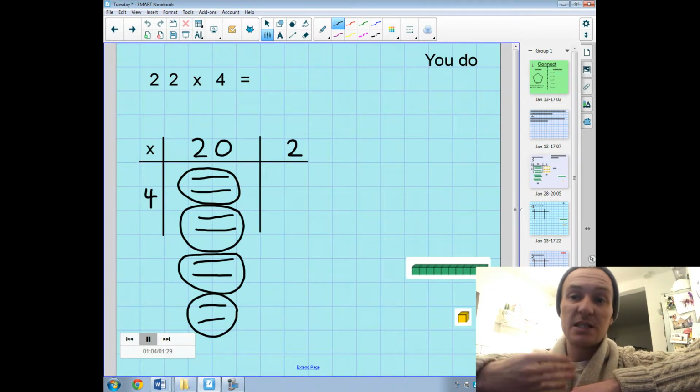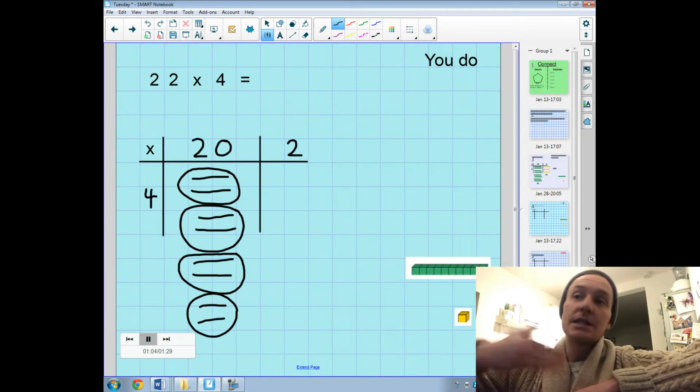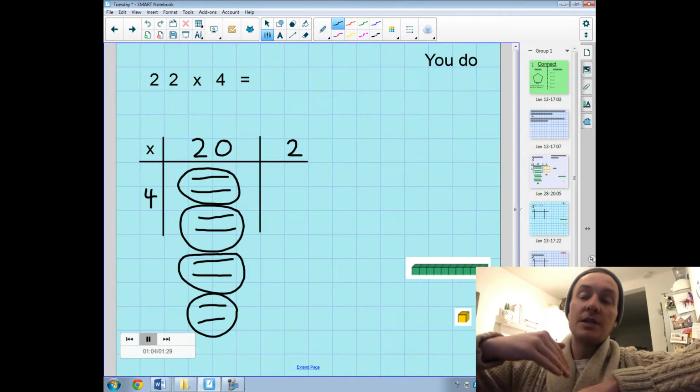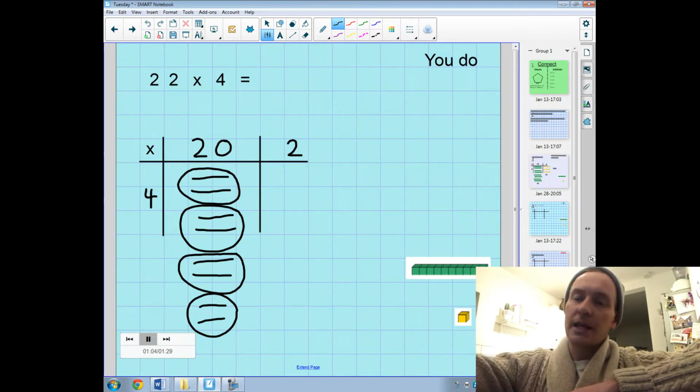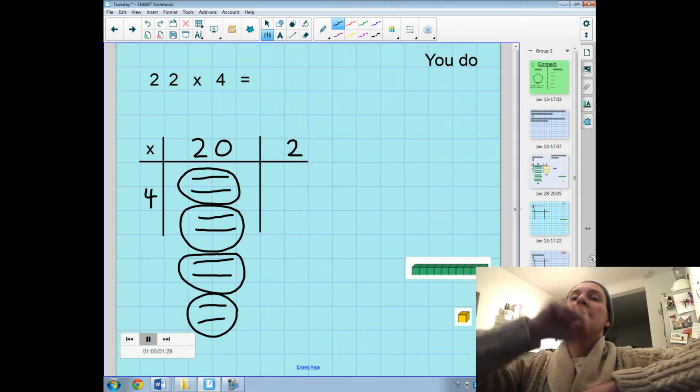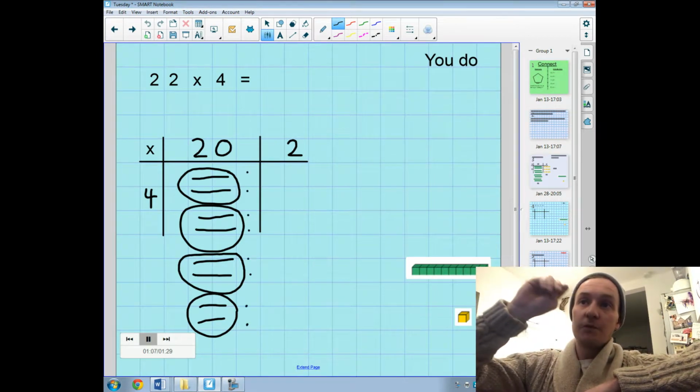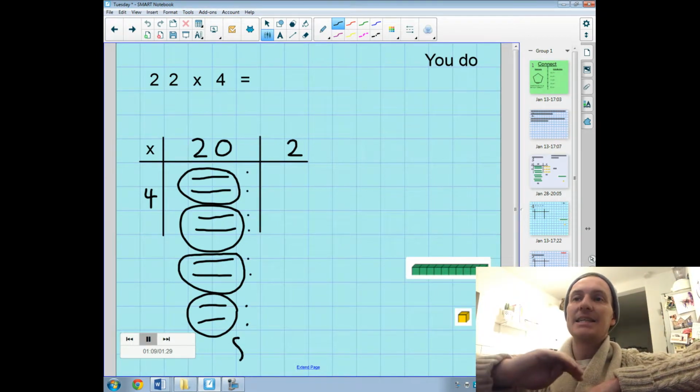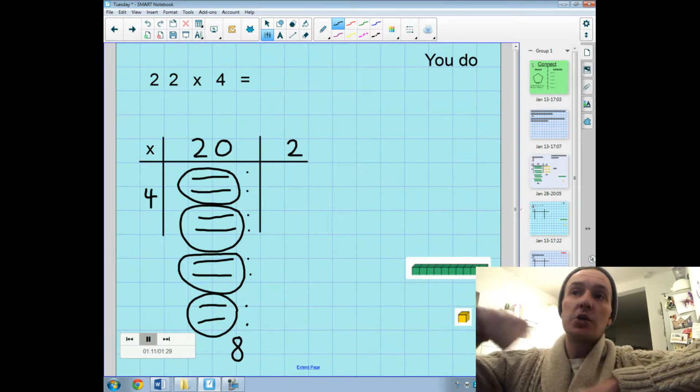Now we could count in 20s if we know how to, 20, 40, 60, 80, but it's very easy just to count the 10s, because you all know how to count the 10s. So 10, 20, 30, 40, 50, 60, 70, 80. And then we now know that 20 times 4 is 80. So we put that there. And then we're going to go on to our 2.